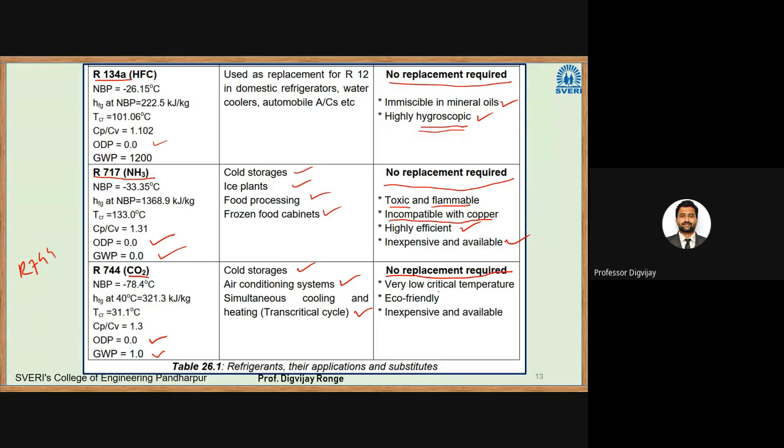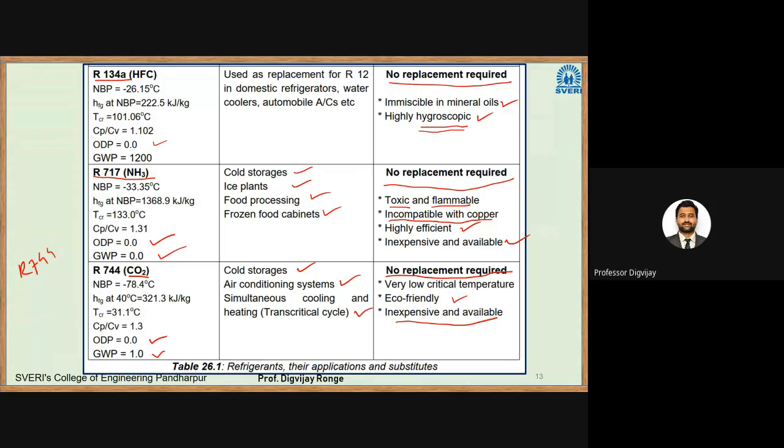It has a very low critical temperature, which is not desirable, because as I told you, a refrigerant should have high critical pressure and low freezing point. But apart from that, it is said to be eco-friendly. I don't know how they say it is eco-friendly because it has a global warming potential. Maybe they say so because its ozone depletion potential is zero. Again, it is inexpensive and available. So that is about CO2.